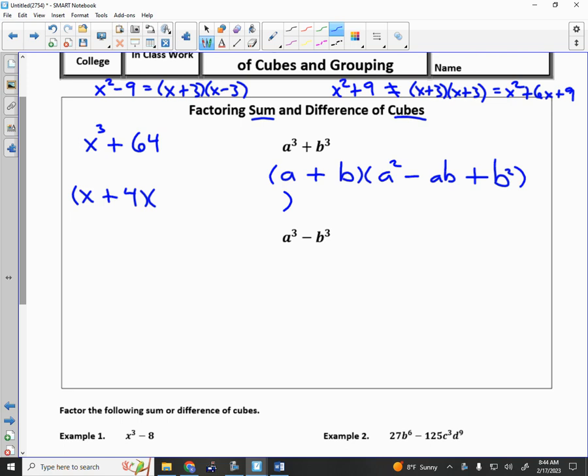Square this. x squared. Square this. 16. Multiply the two together. 4x. This is always plus. This is opposite that sign. Factor. You okay with that?